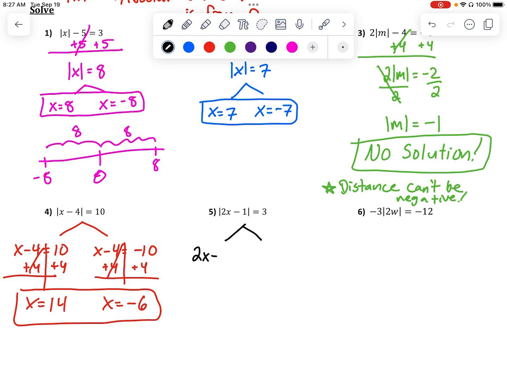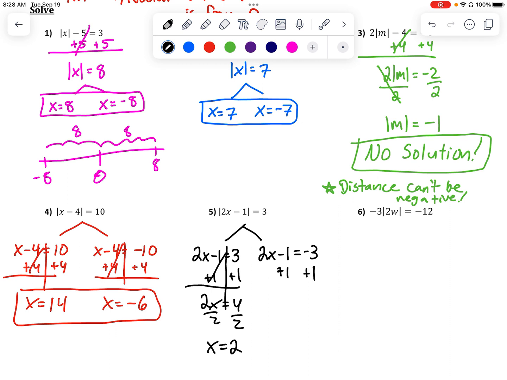So again, we split it up, and we set it equal to the positive 3 and the negative 3. And then we solve both. So our first solution is x equals 2. And our second solution is x equals negative 1.